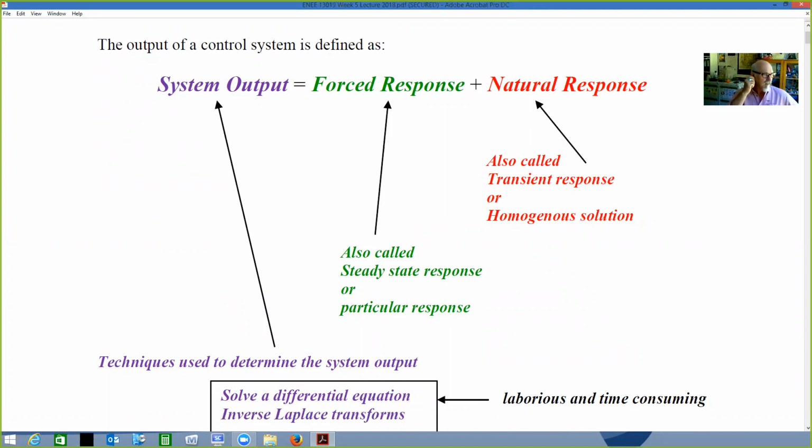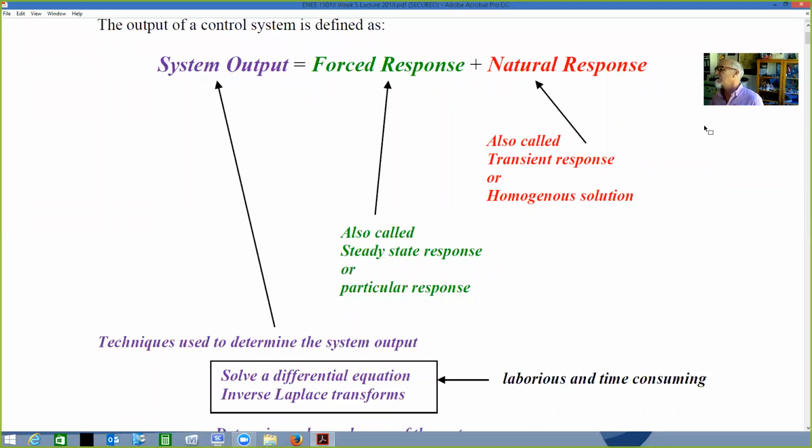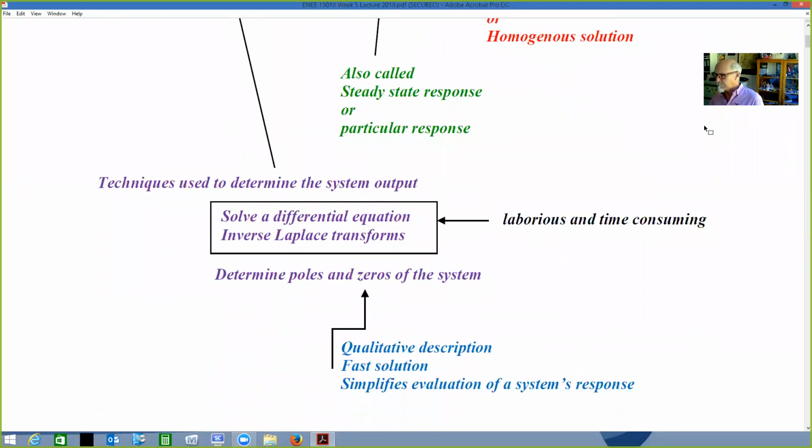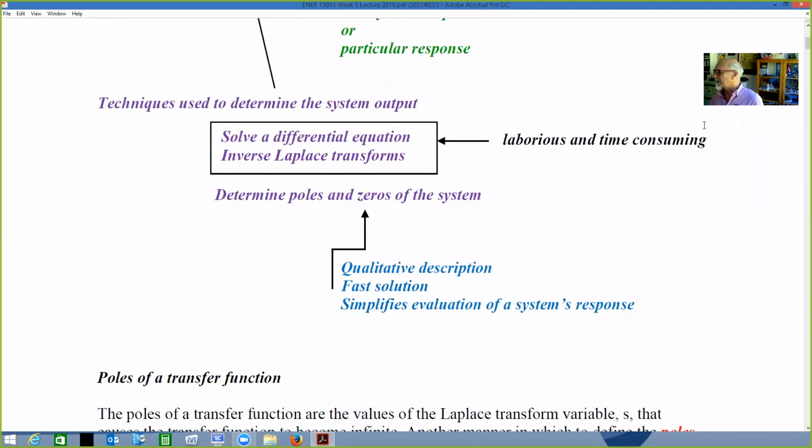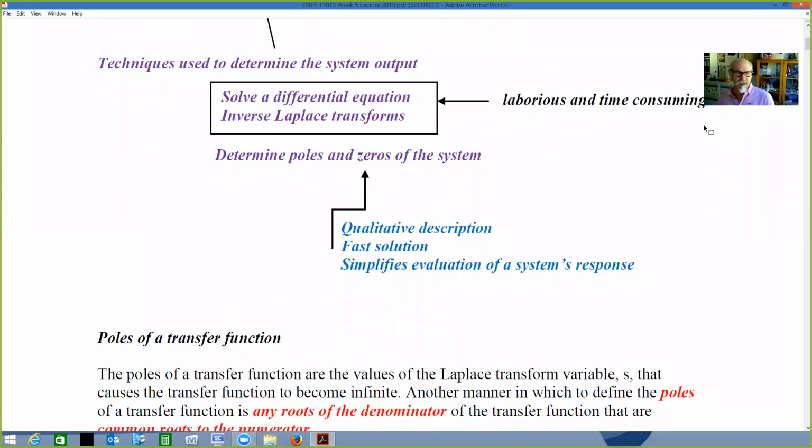Homogeneous is a mathematical expression, so all of this is founded in mathematical modeling and mathematical systems. So it's what's called the homogeneous solution. Now, techniques used to determine that system output, we've already explored some of those. You can do it from differential equations, using inverse Laplace transform. Yeah, in some ways that's laborious and time consuming, but it's a valid solution.